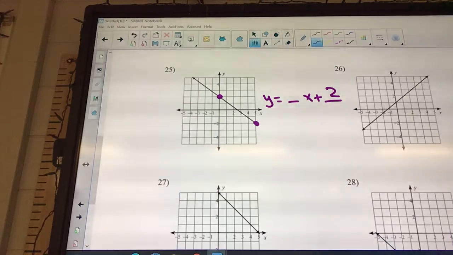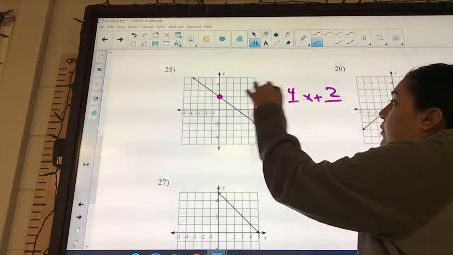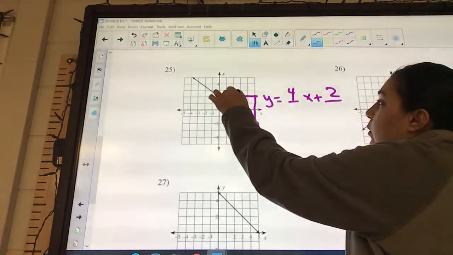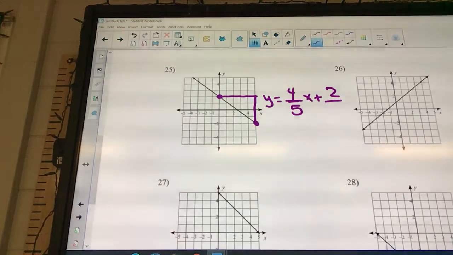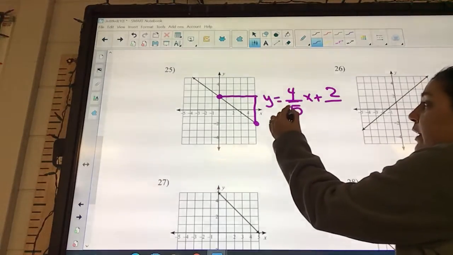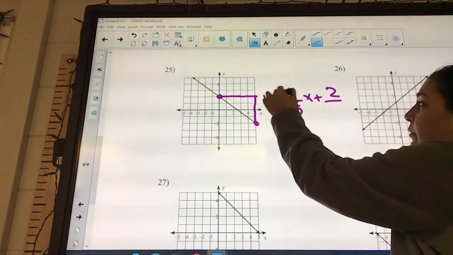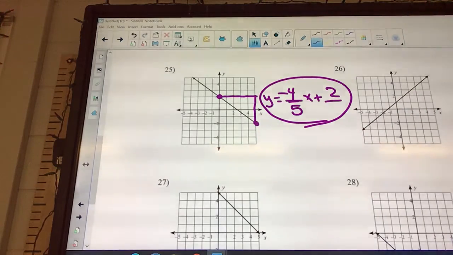Okay, so how much do you rise? 1, 2, 3, 4. How much do you run? 1, 2, 3, 4, 5. Okay, is that a positive or negative line? It's a negative, so you need to add in a negative. It doesn't matter whether you do it with the 5, the 4, or just out front, okay, but put it somewhere on there. You should have a -4 over 5 slope with a 2 intercept.